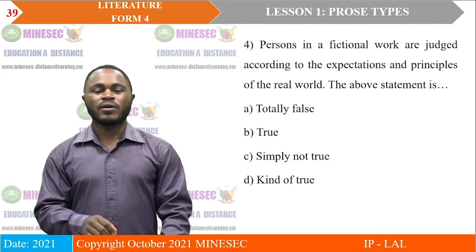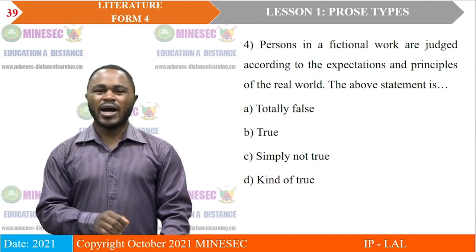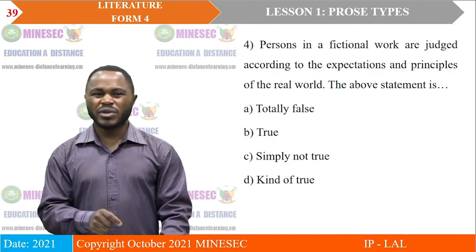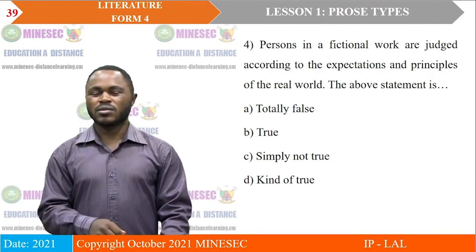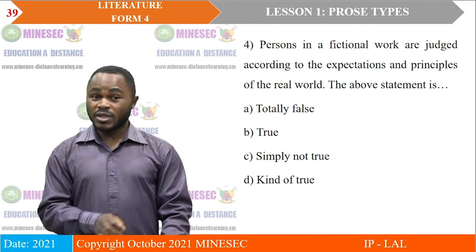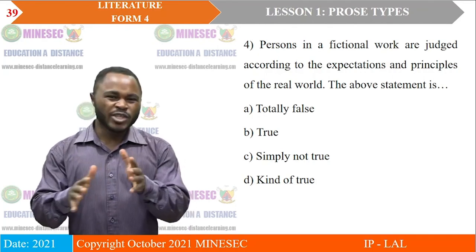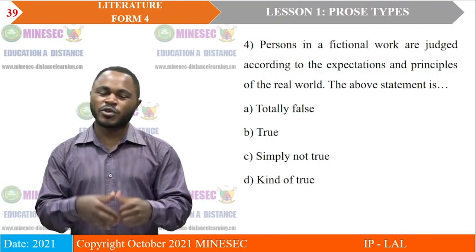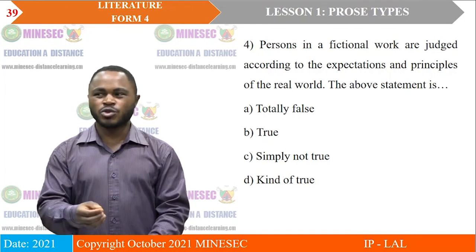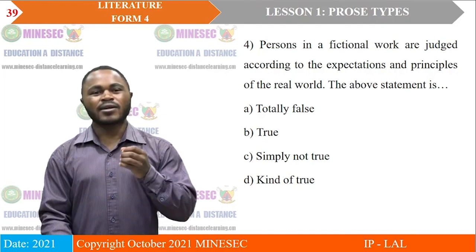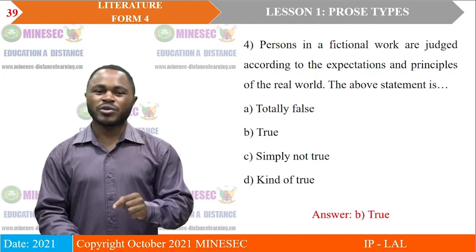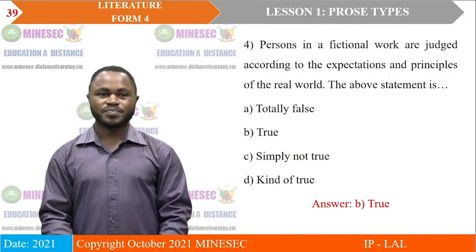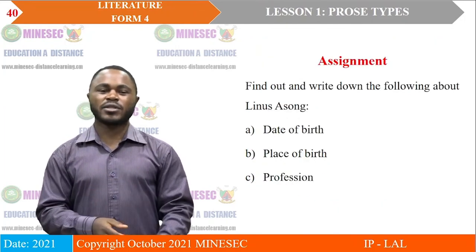Lastly then, four, persons in a fictional work are judged according to the expectations and principles of the real world. The above statement is it A, totally false, B, true, C, simply not true, or D, kind of true? If you remember, we talked about the principle of verisimilitude. It's that principle that led us to say that characters are imaginary, but they are real. So in fact, it is true that persons in the fictional world are judged according to the expectations and principles of the real world.